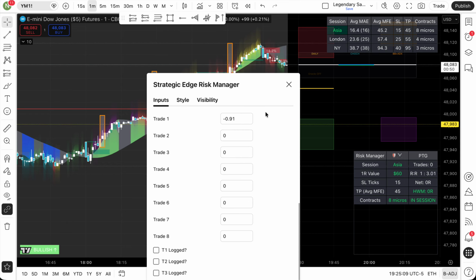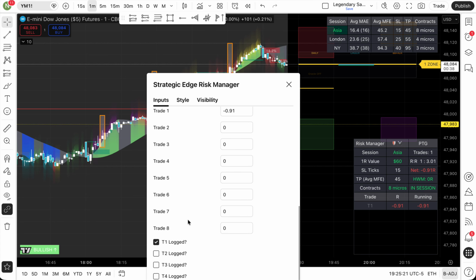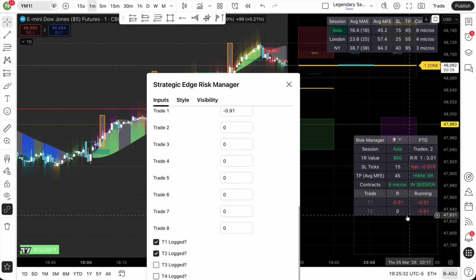Now once I've put it here, it's not going to be entered into the data table for consideration until I hit trade one logged. Why? Because sometimes you have break even or scratch trades. So let's say trade two, I trailed up to break even, got stopped out. Trade two is now logged as a scratch.